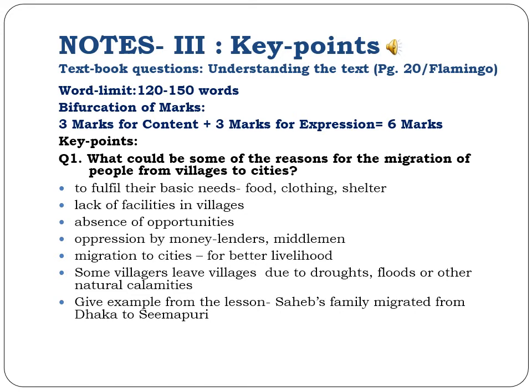To fulfill their basic needs like food, clothing, shelter; lack of facilities in villages; absence of opportunities; oppression by moneylenders and middlemen; migration to cities for better livelihood; due to natural calamities like droughts and floods. You can add the example from the lesson also. The example of Sahib's family that migrated from Dhaka to Seemapuri.